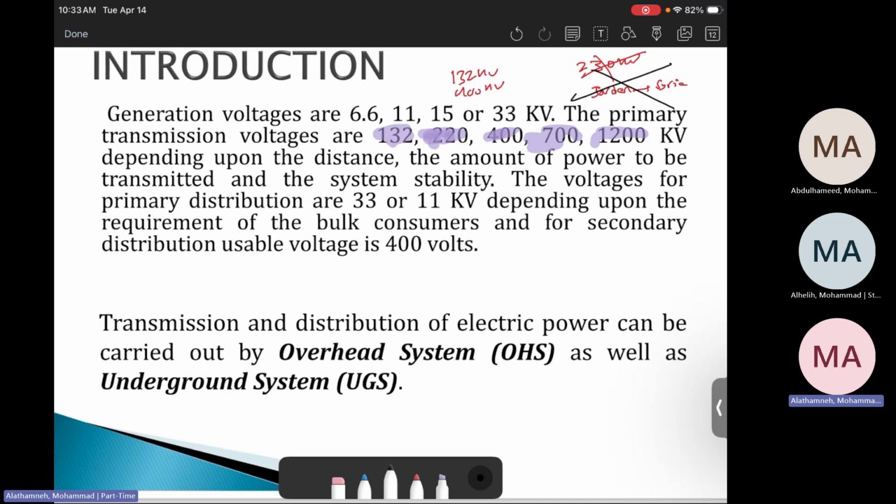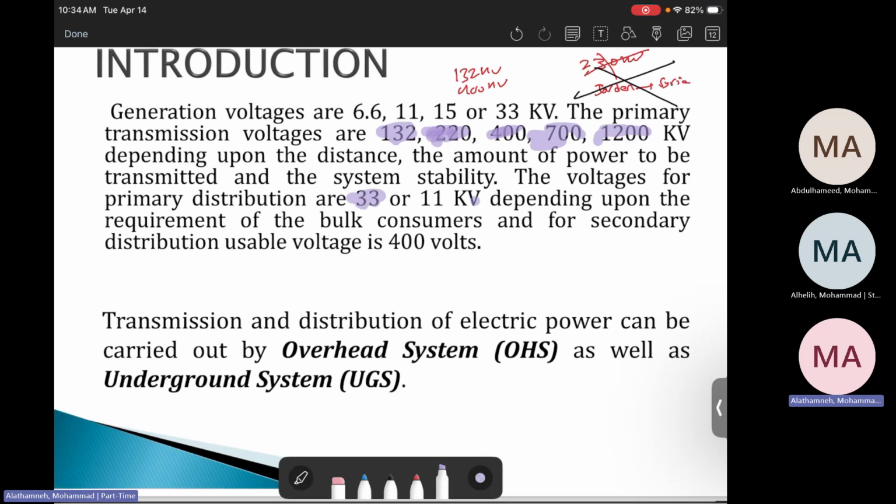Okay, now, as we said, the primary distribution voltages in Jordan are 33 kilovolt and 11 kilovolt, depending on the requirements of the customers. And the distribution is 400 volts. We already know that in Jordan.